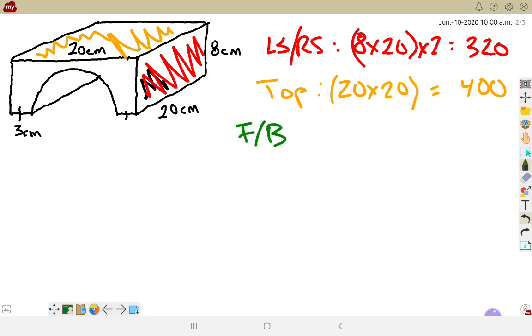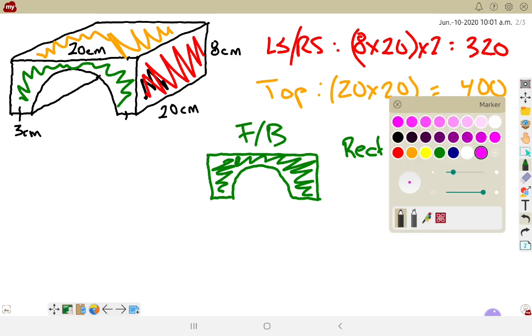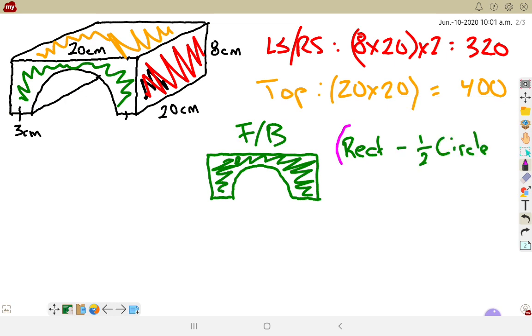Okay, so the front and the back looks like this. It's got this nice little, looks like a bridge, right? So I've got a rectangle where then I'm subtracting half a circle. So it's a rectangle minus half of a circle. Okay. Now what I want to remind you of is the front and the back are the same, so I have to multiply that answer by 2.